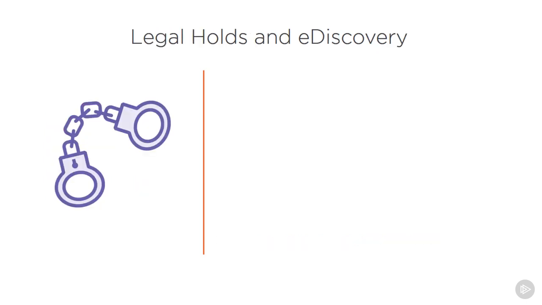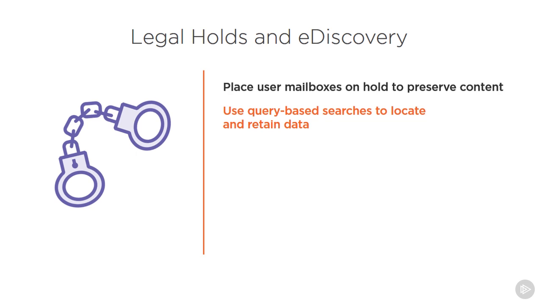In addition to DLP, we also need to worry about legal holds and eDiscovery. A legal hold is when we have decided that we have to preserve content in a mailbox or in a SharePoint list or library. So we're going to place a user mailbox on hold to preserve that content as it is on a specific date. So if it does end up in court, we have the content based on the date the legal action took place. We can use query-based searches to locate and retain data, and this is part of our eDiscovery as well.